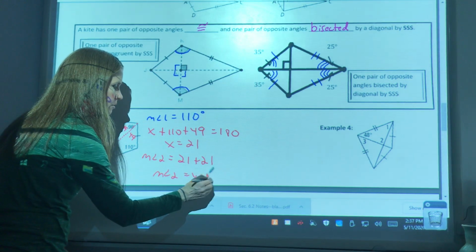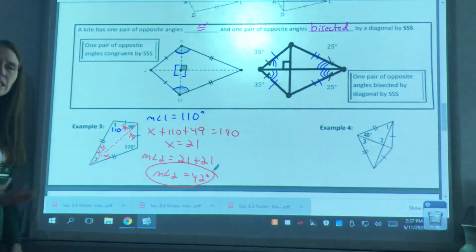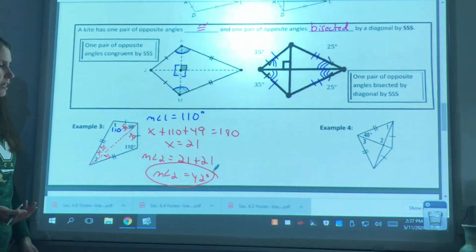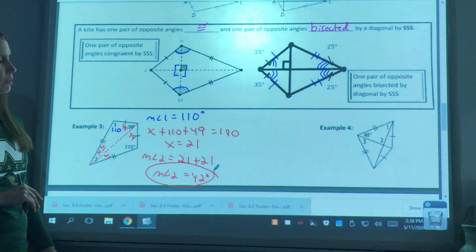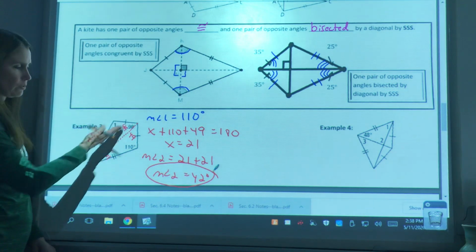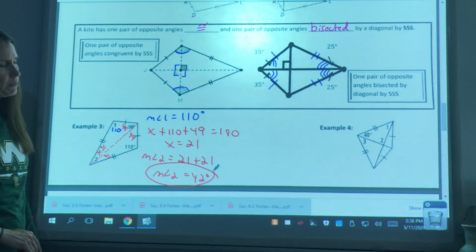which is 42. Okay, so again, sometimes there's more than one way you can solve for it. Again, you could have used the fact that all the angles of a quadrilateral add up to 360, or you can split it into two triangles and solve that way.